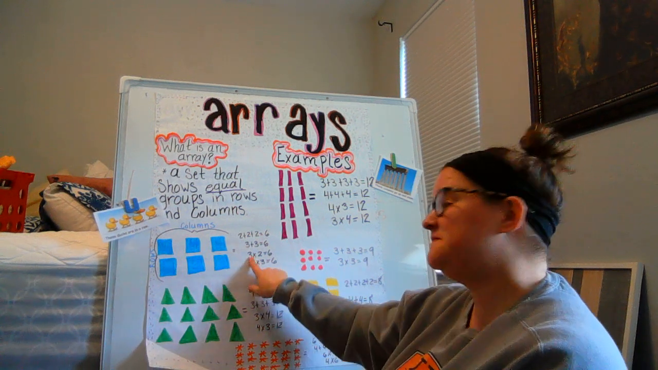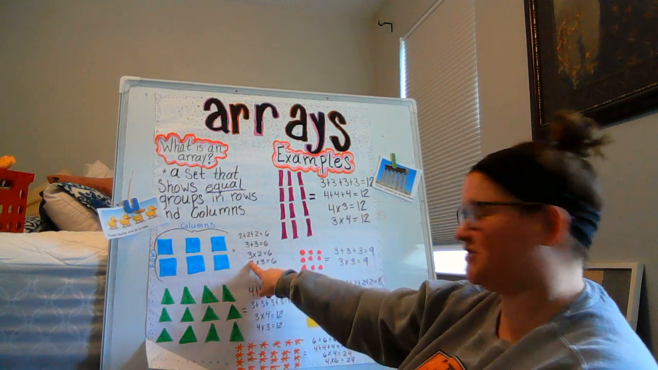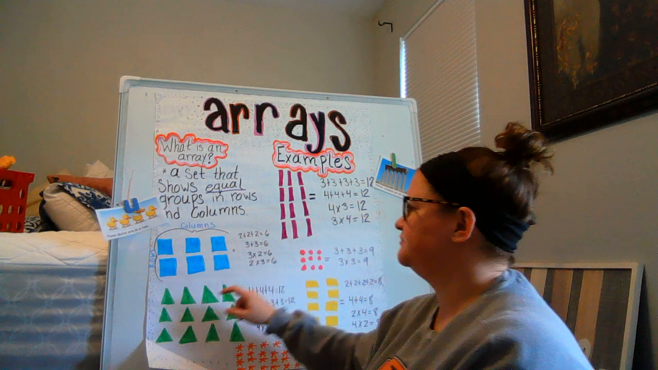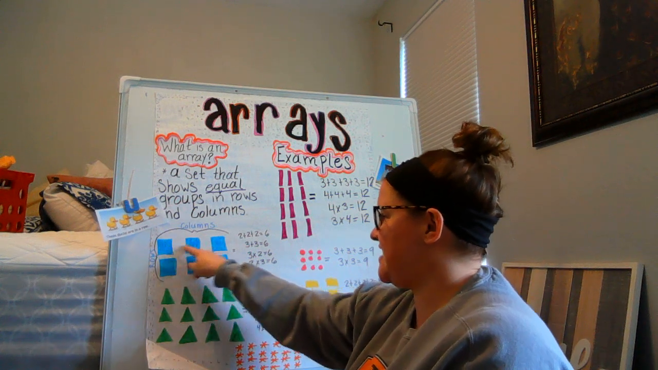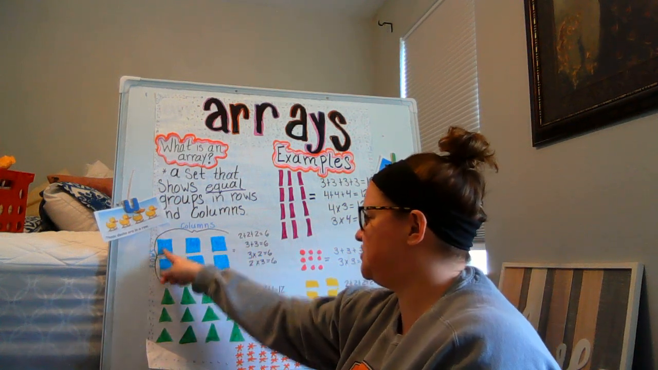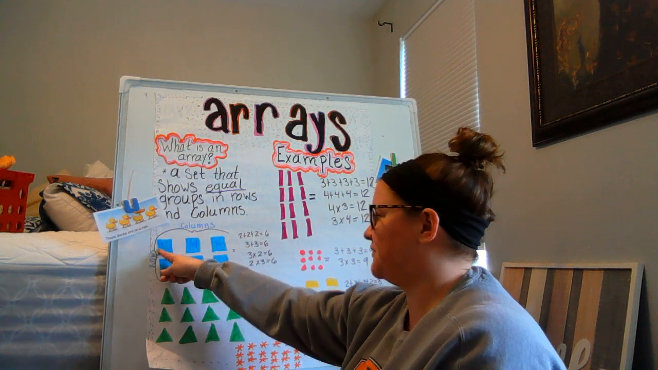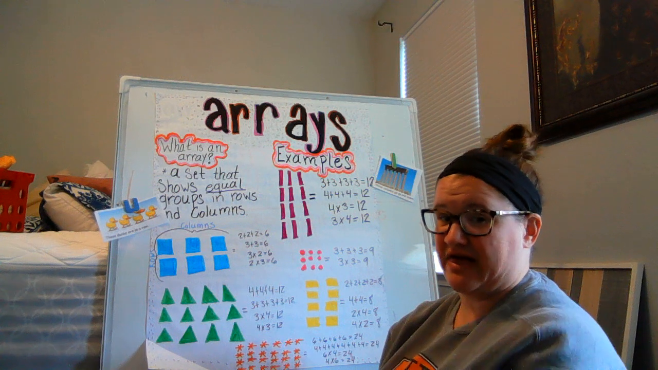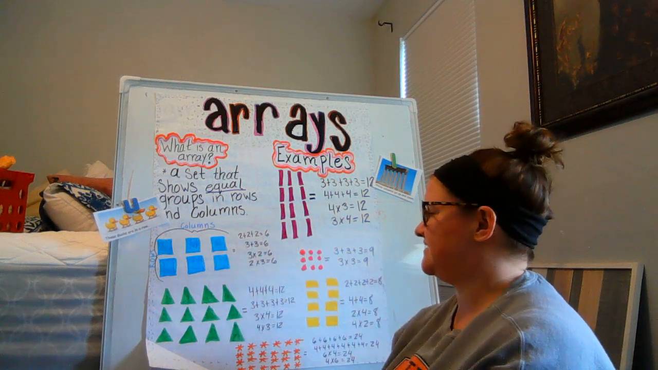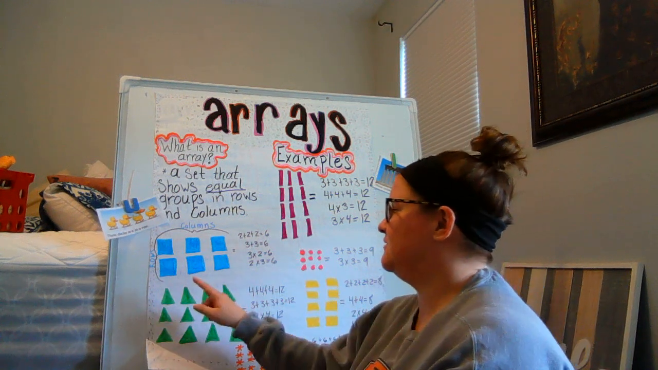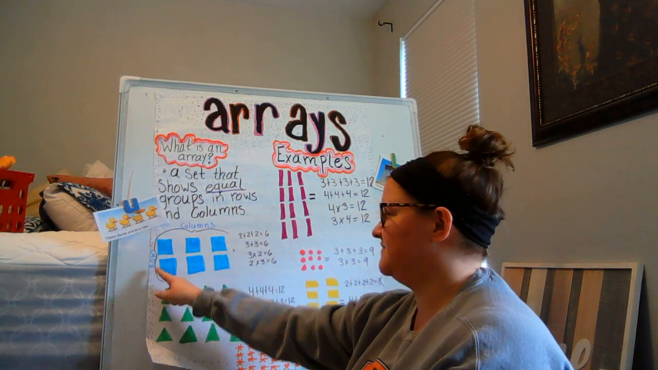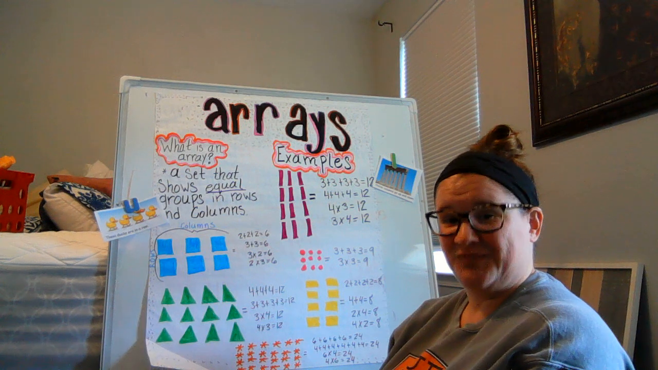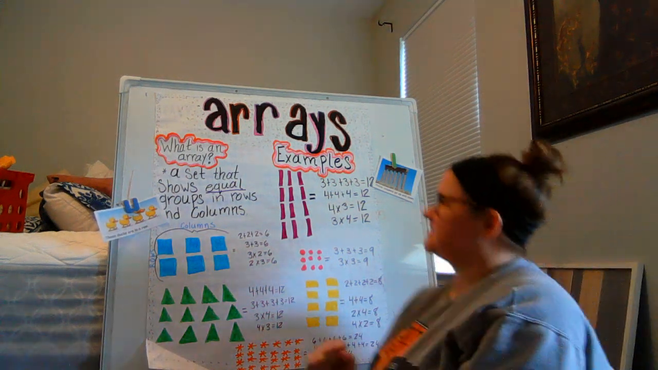Another way you could do it is multiplication. I know a lot of y'all are super excited about multiplication. 3 times 2. Because there are 3 in the row and 2 in the column. So we multiply 3 times 2 and it's 6. Or you could do 2 in the column times 3 in the row. 2 times 3 is 6. Pretty cool, huh? Okay, let's do another example.